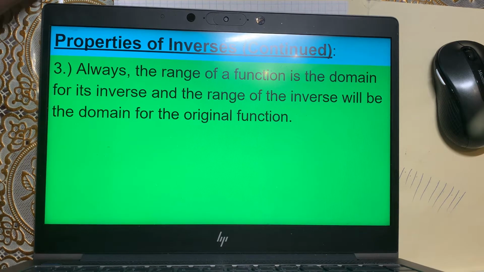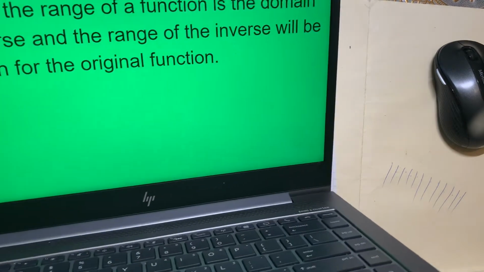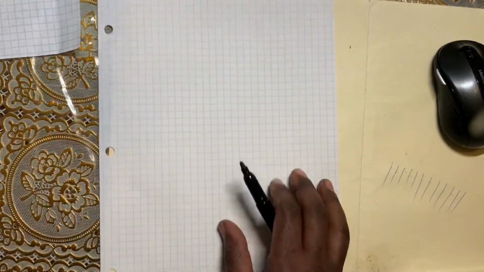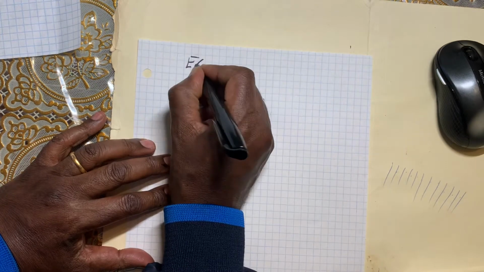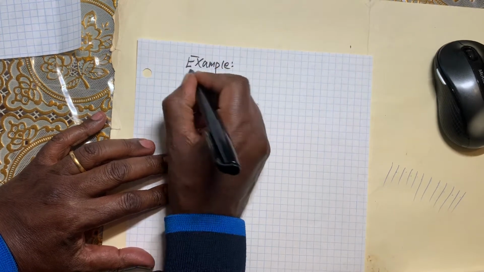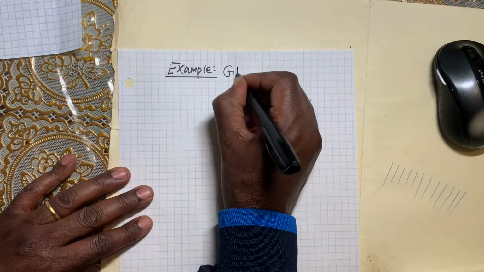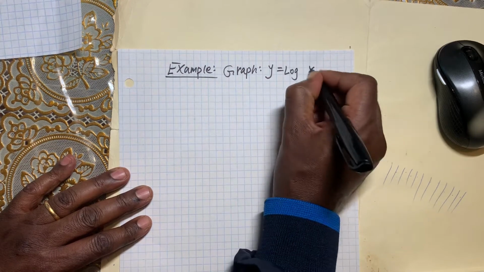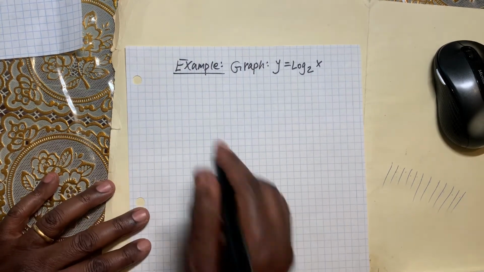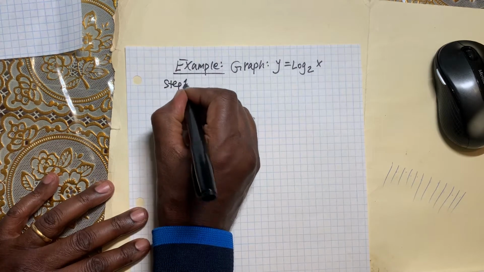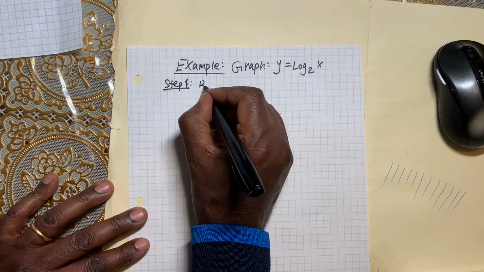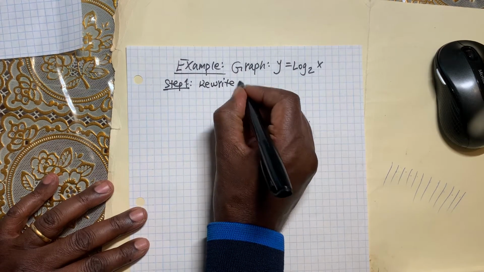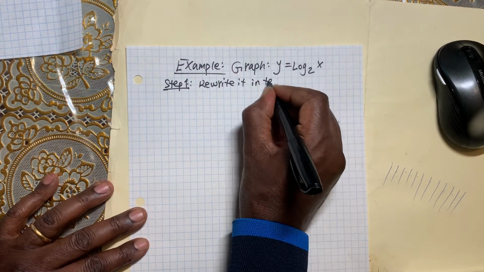Having said this, how are we graphing logarithmic functions? I will demonstrate this with different examples. Suppose we want to graph, as an example, y equals log x to the base 2. So step 1 is rewrite it in terms of its inverse.